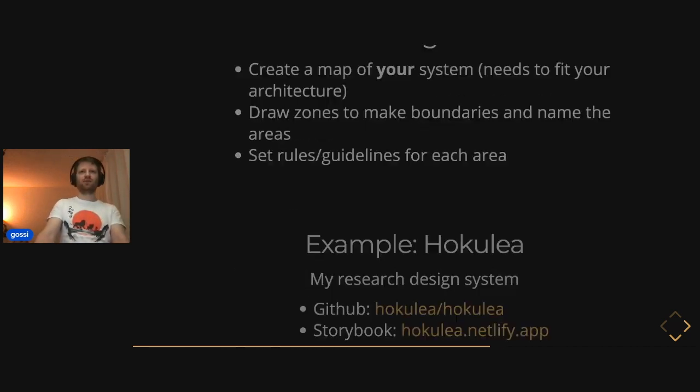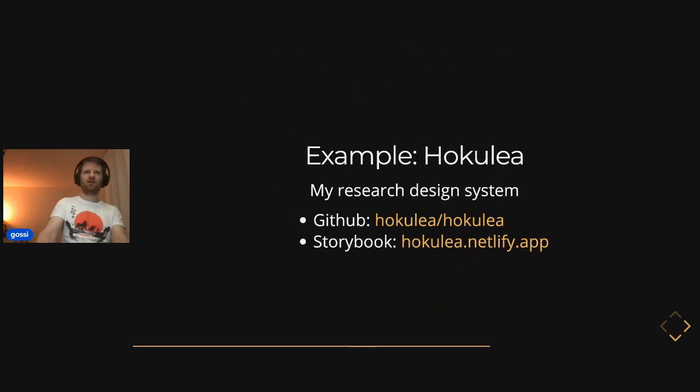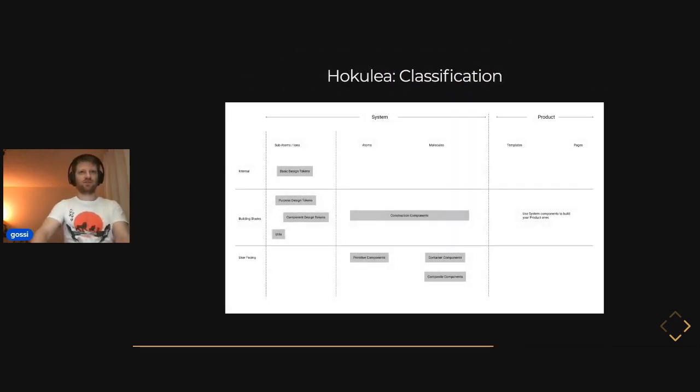So I made this myself with Hokulea, which is my research design system. And I made a map like this. So it looked like this. Here on the top level, this is the same axis coming from Brad Frost as well. So atoms here, then molecules, and then templates and pages. No, this is product level, not necessary for me, but subatoms or ions is something I could make use of.